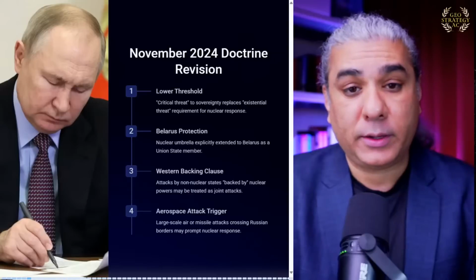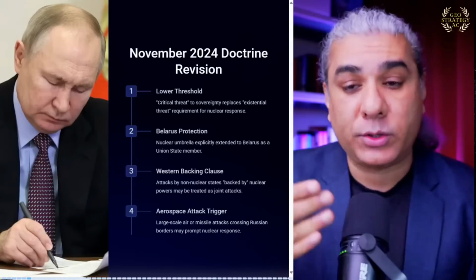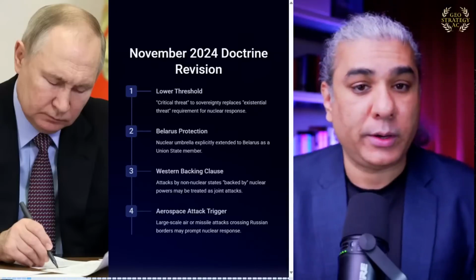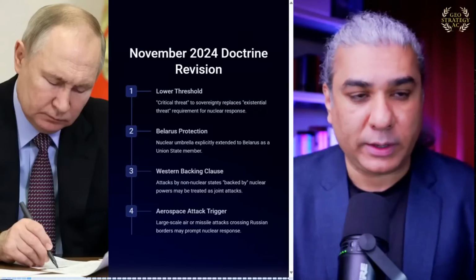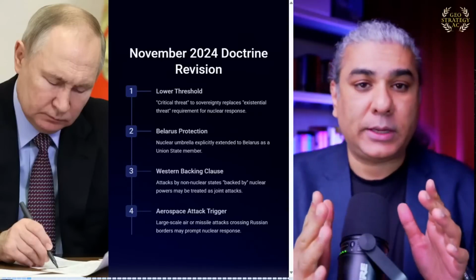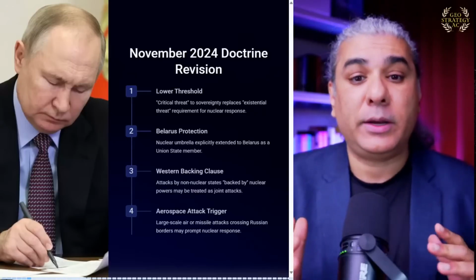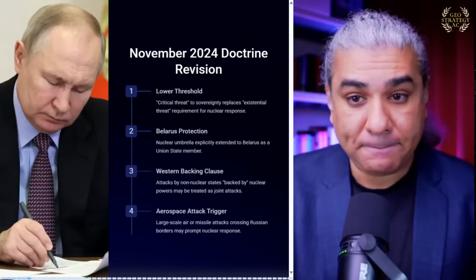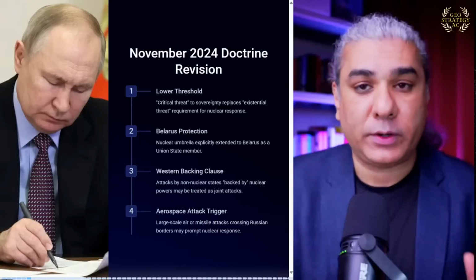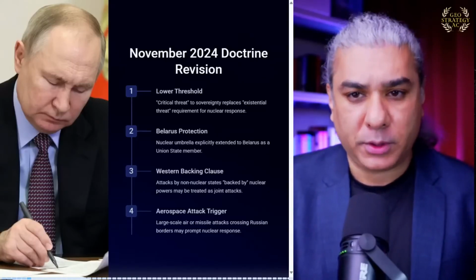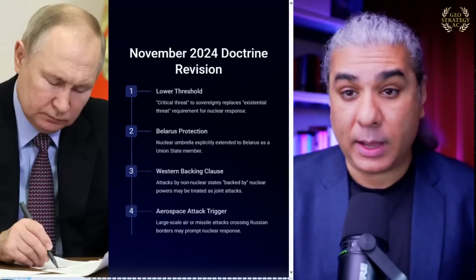So earlier it was an existential threat to the Russian nation that would prompt a Russian nuclear response. Now that language has been changed to critical threat to sovereignty. So it's no longer an existential threat to Russia's existence that would require a nuclear response. Now it is a critical threat to Russia's sovereignty. So even if the existence of Russia is not being threatened, but if the sovereignty of Russia is being threatened, then it would prompt a Russian nuclear response. So that's the first revision, the first amendment that happened.